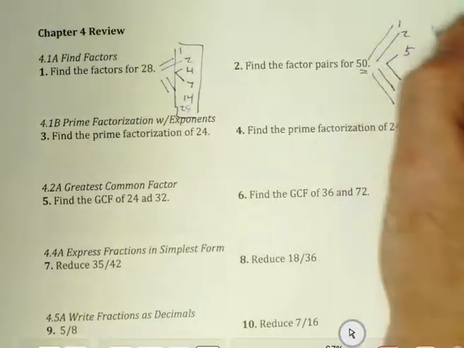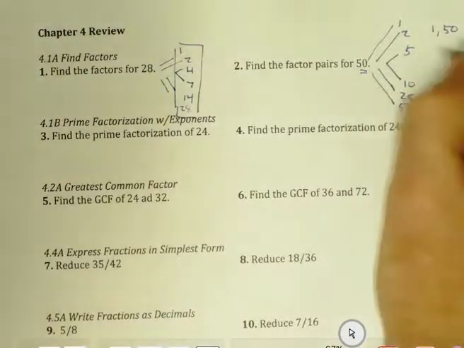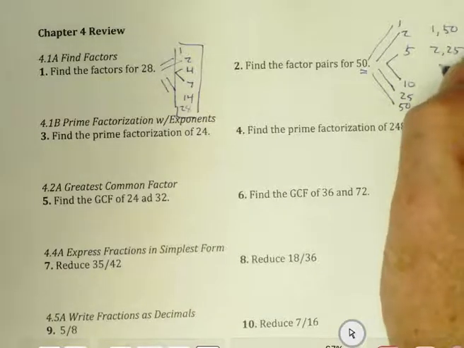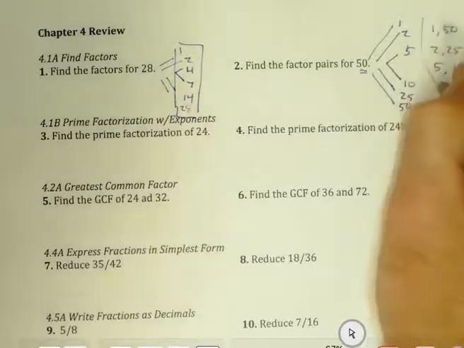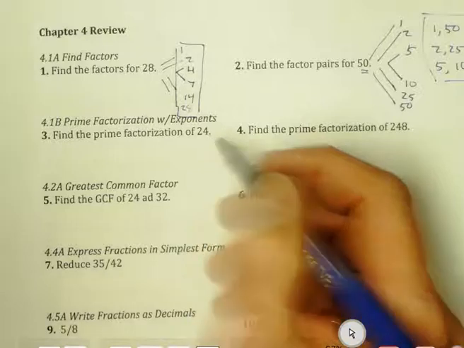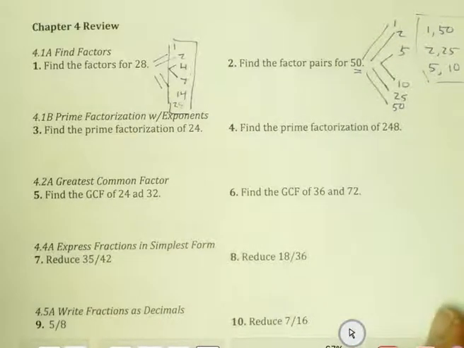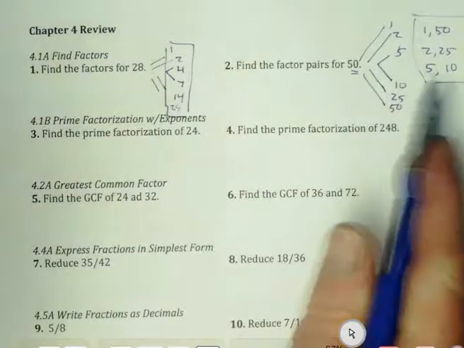So our factor pairs are 1 and 50. They are 2 and 25. They are 5 and 10. So here are all your factor pairs. These are your factors in order from least to greatest. Slide that over so you can see those factor pairs just a little bit better. So, pair of pants has 2 legs. Factor pair has 2 numbers.